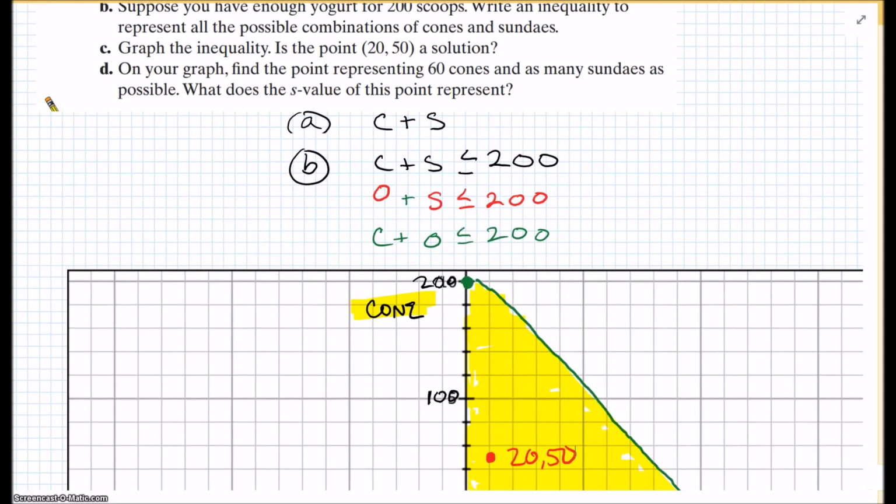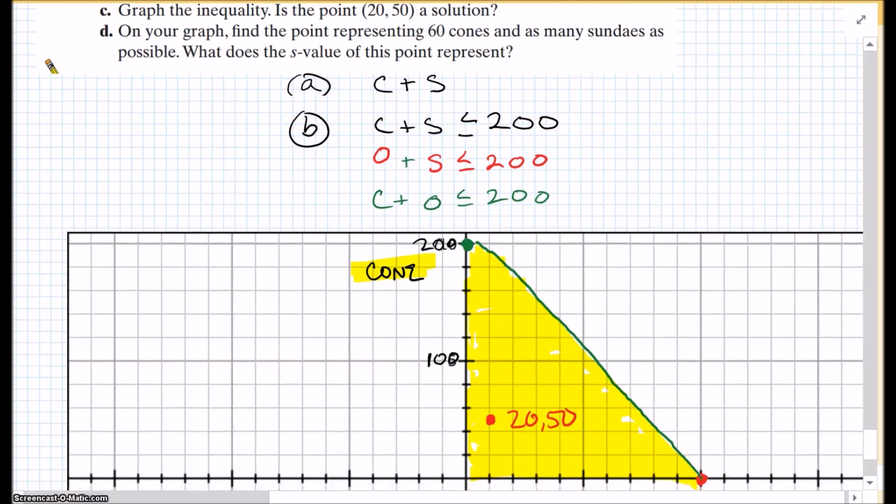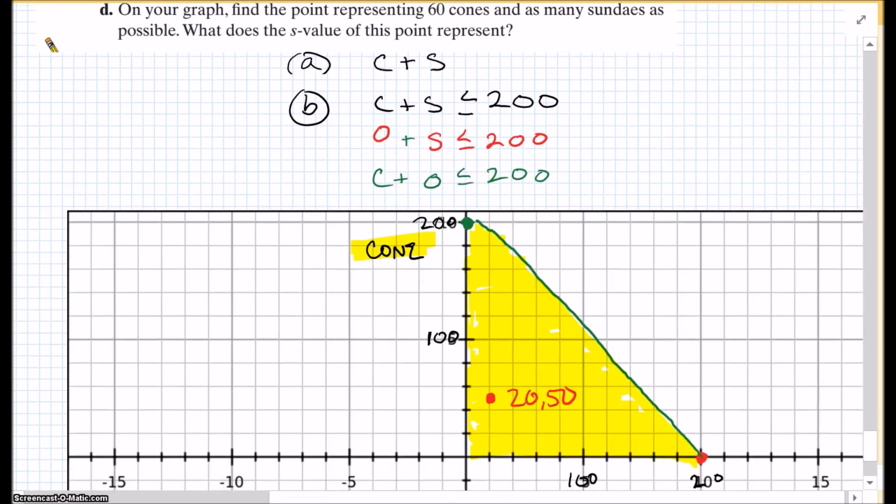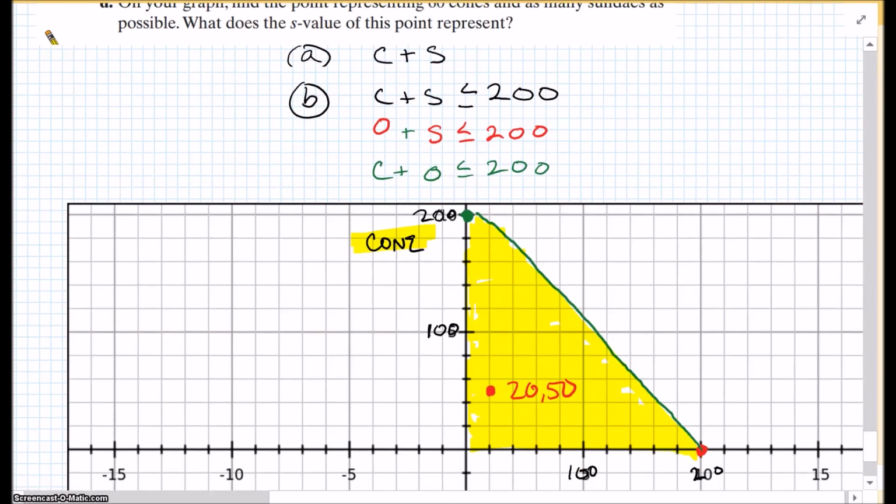On your graph, find the point representing 60 cones and as many sundaes as possible. What does the S value at this point represent? So 60 cones: there's 20, there's 40, there's 60 cones. And the most sundaes I could sell is right there. So what would that be? Well, that's 200, so that would be 180, that'd be 160, so that'd be 140. So that point represents (60, 140). It is on the line.